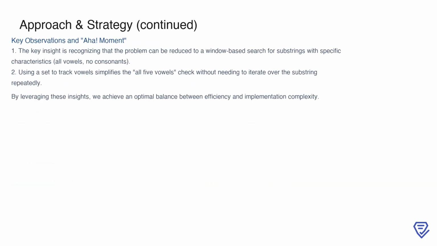The key insight to solving this problem lies in recognizing that it can be reduced to identifying substrings with very specific characteristics: substrings that contain only vowels and include all 5 vowels. By leveraging a sliding window approach and using a set to track the vowels in the current window, we streamline the process of checking for validity. This eliminates the need to repeatedly iterate over substrings and ensures an optimal balance between runtime efficiency and implementation complexity.